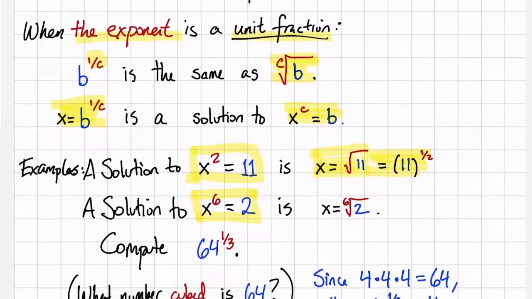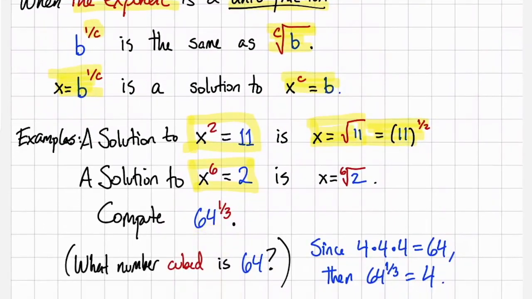Sometimes we can get an exact number. So let's say we wanted to compute 64 to the 1/3 power. We would be trying to figure out what number cubed is equal to 64. Because 4 times 4 times 4 is equal to 64, then 64 to the 1/3 power is equal to 4.